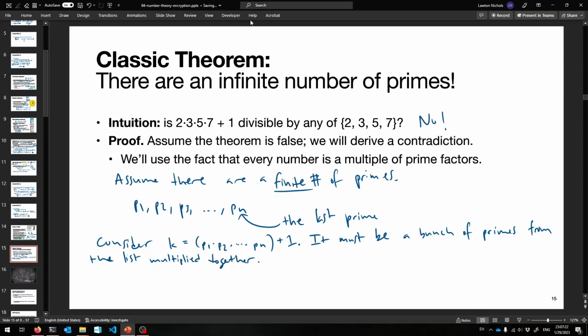Together. All right. But notice, if you try to divide this k by any of P1, P2, P3, all the way to Pn, there's always 1 left over because I added 1. Ooh. All right, it's just obvious from math. None of those primes actually divide this number. None of P1, P2, all the way to Pn divide k. I made it so, right?